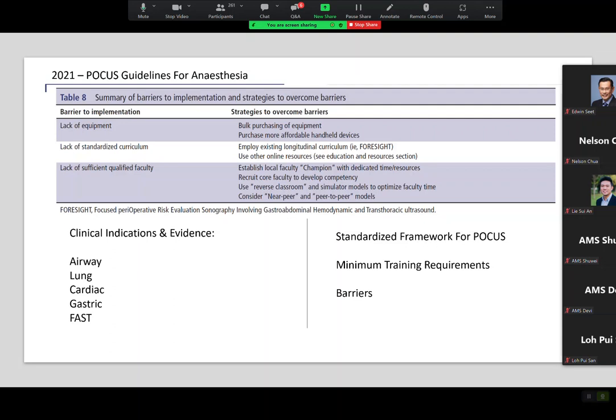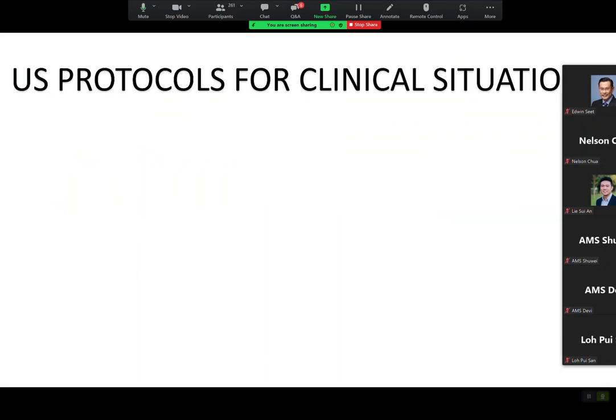So some of the barriers that are often cited to implementing POCUS in our practice include lack of equipment, lack of standardized curriculum, and lack of sufficient qualified faculty. Time is also a big problem. There's often lack of time to implement a structured program into residency training.